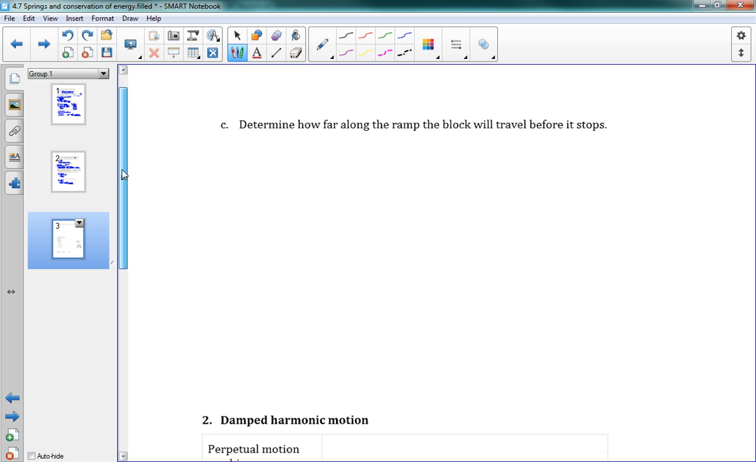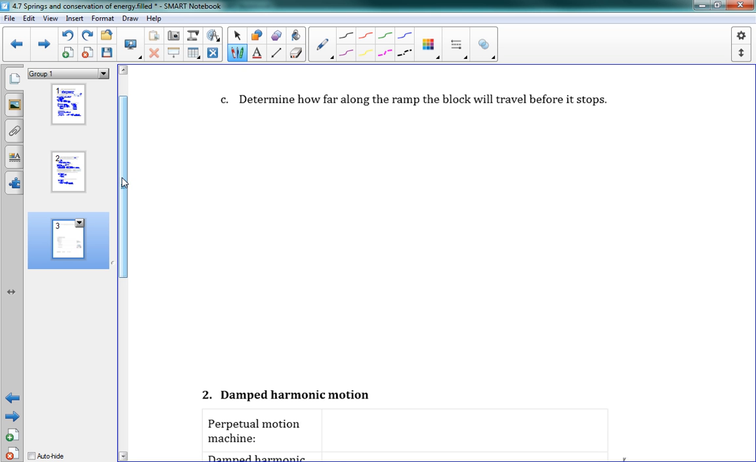Part C. Determine how far along the ramp the block will travel before it stops. Okay, so we want to find our distance, the hypotenuse along the ramp. So I'll just redraw this part of the problem here. We're going to have some delta y, and we've got some angle, 30 degrees here, and this is going to be our d. We want to solve for d.